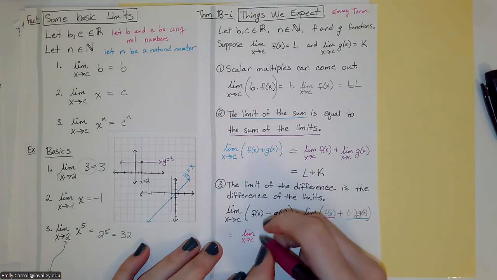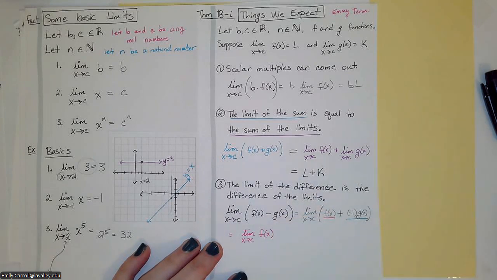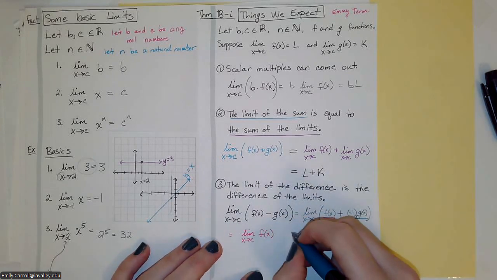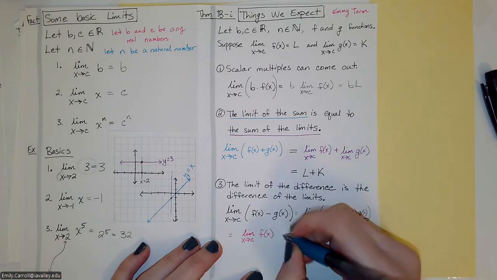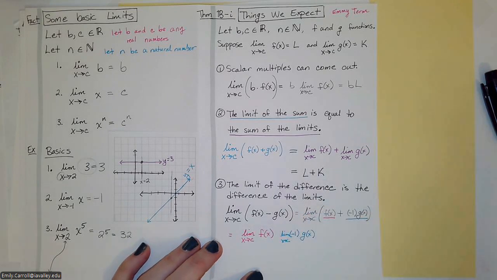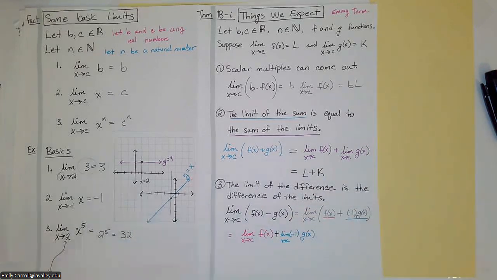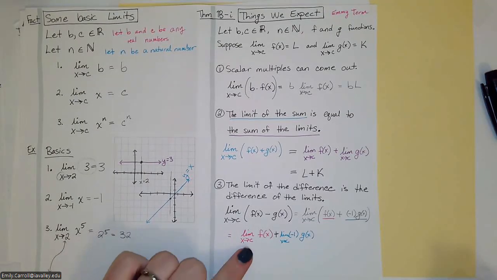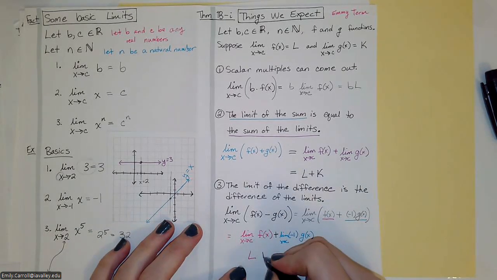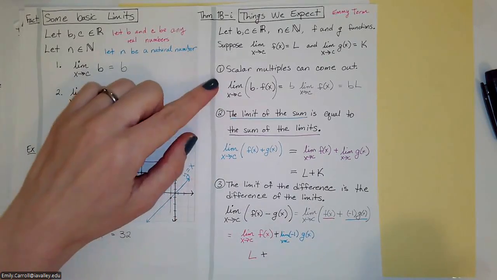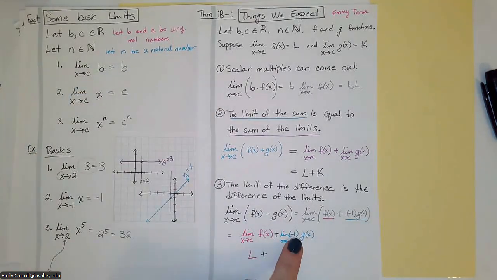The limit as x goes to c of f of x. And then this one is -1 times, oops, I forgot my limit. The big old plus sign in between. Okay, this one, I know what this is. This is L. By fact number 1, that scalar of -1 can come out.